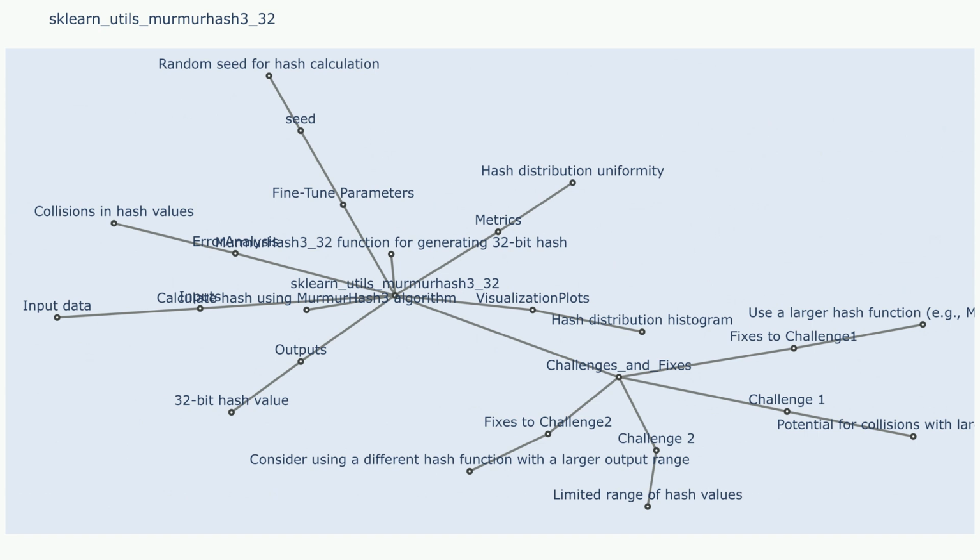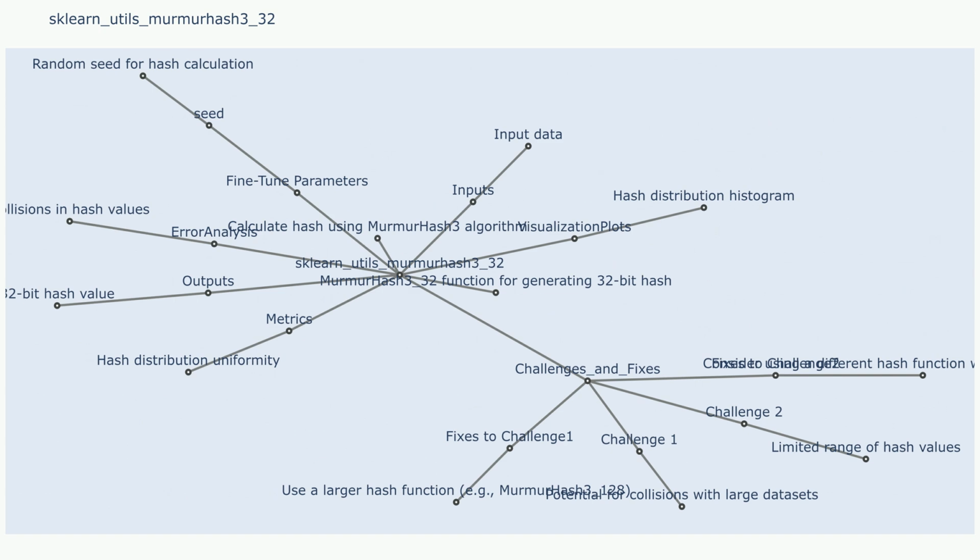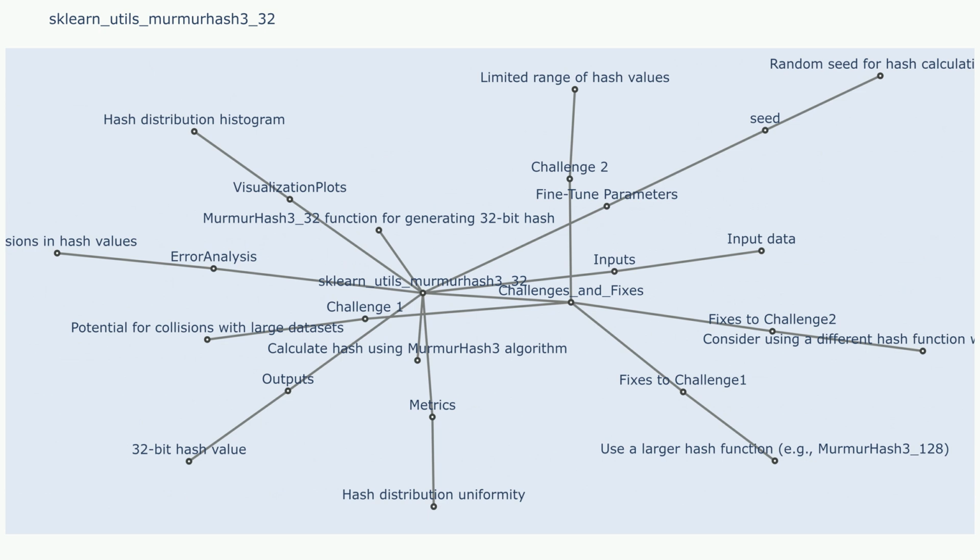Challenge 2: limited output range: the output range is limited to 32 bits, which might not be sufficient for larger datasets with a high probability of collisions. Sample use case that resulted in challenge 2: when hashing a large number of distinct inputs, the chances of collisions increase due to the limited output range. Fixes to challenge 2: use a larger hash function like murmurhash3_128 or a cryptographic hash like SHA-256.